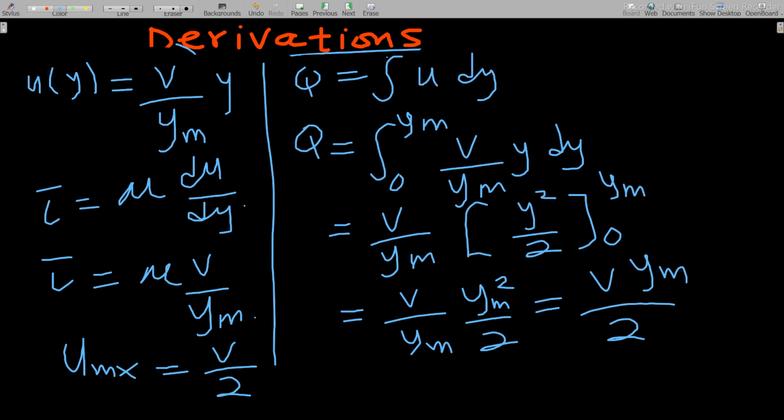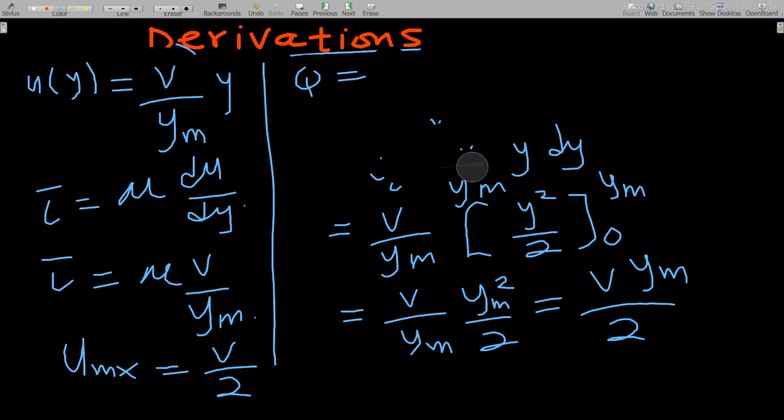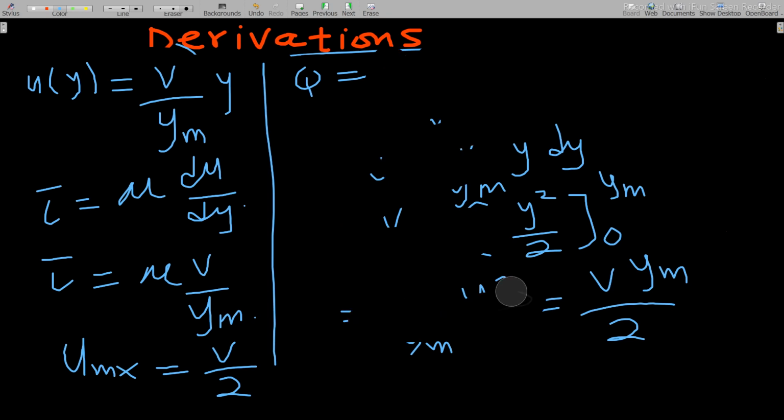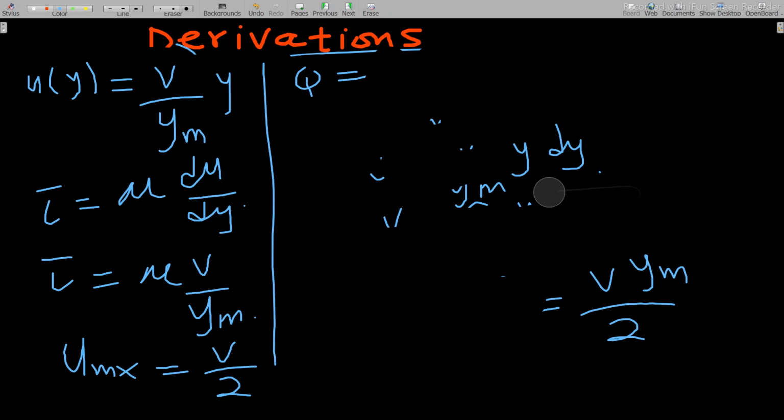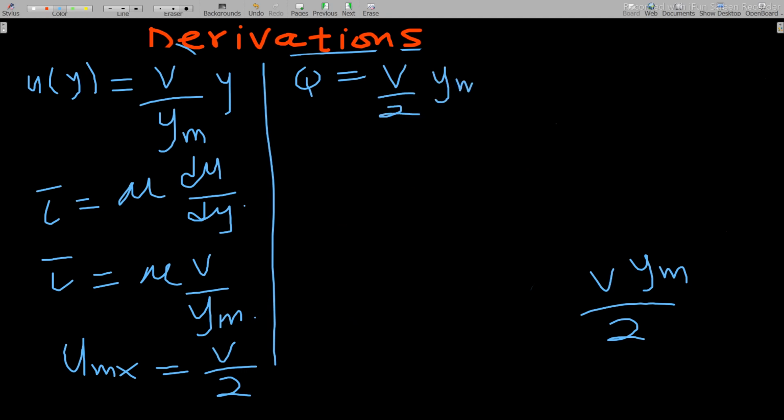All right, so let's write the discharge clearly. You understood the process that we went through, so let's clean this and write the discharge. Now, knowing the discharge, I hope you can go through the process to write your u mean, that is the average fluid velocity. That is what we mean by the u mean. Now we see the discharge is equal to V over 2 times ym.